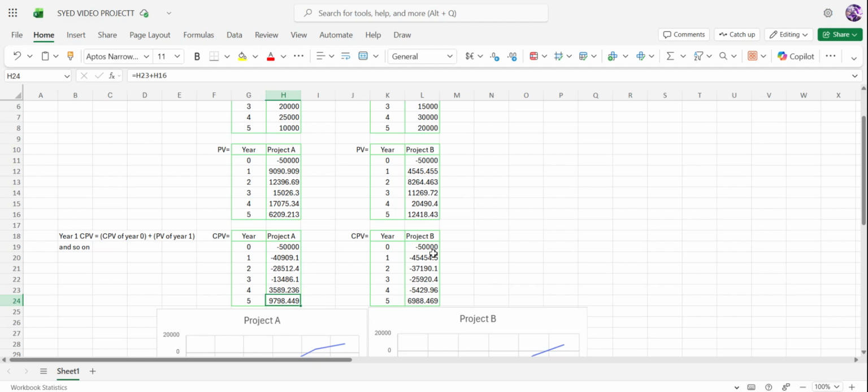For project B, year 0 is negative 50,000. Year 1 is negative 45,454. Year 2 is negative 37,000. Year 3 is negative 25,920. Year 4 is negative 5,429. And year 5 is 6,988.